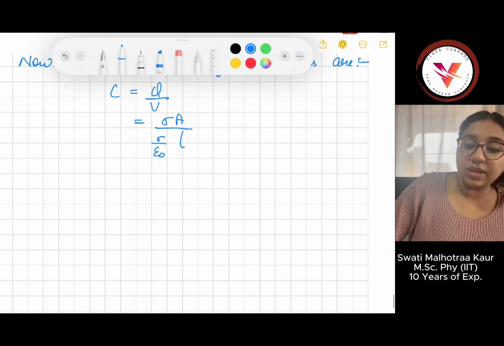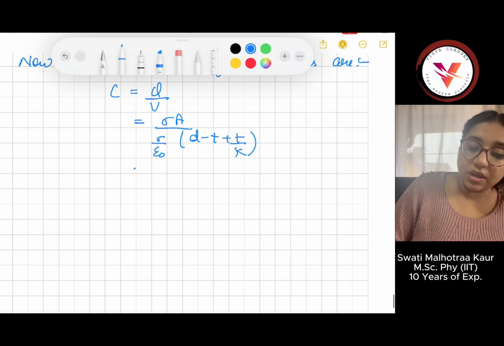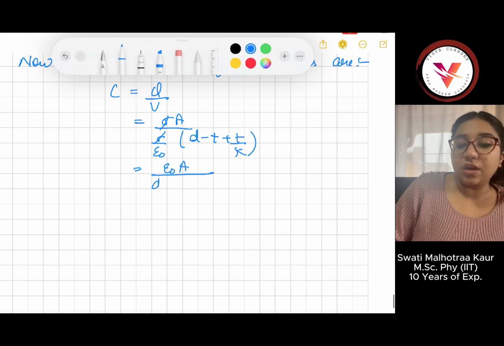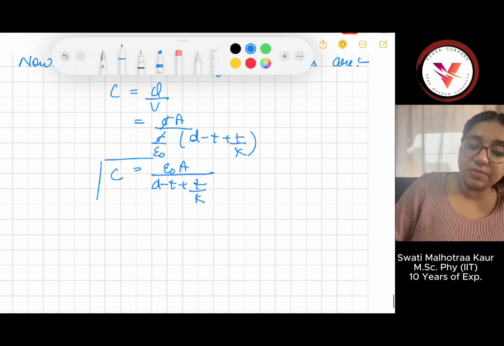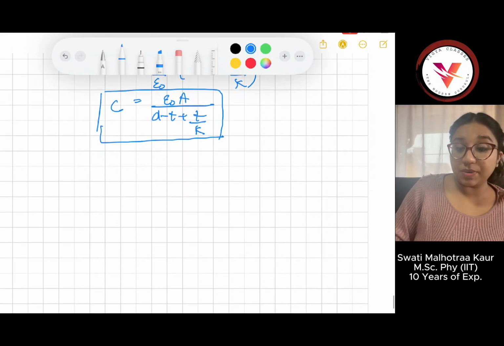D minus T plus T by kappa. And this sigma cancels, then it is epsilon naught A upon D minus T plus T by kappa, which is the capacitance of the parallel plate capacitor in the presence of a dielectric slab that is partially filled.